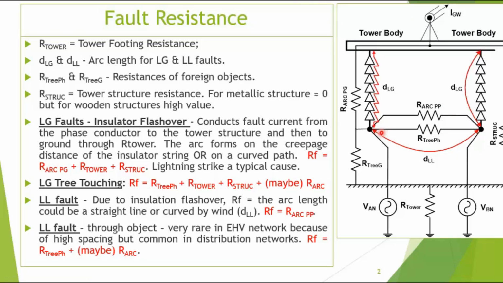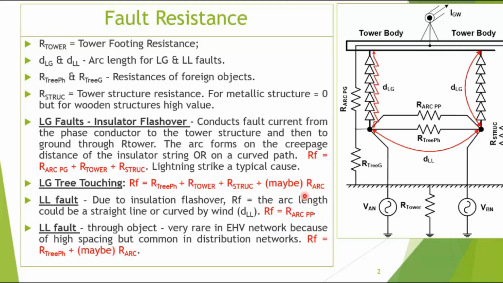And there might be a case, which is very rare in this world, when flying objects create a face-to-face fault. But there have been cases which happen. So suppose a tree branch during a storm or something like that, there are flying objects which create a face-to-face fault also. So that is denoted by this R3. So these are the cases for LL faults. For an LL fault, the primary resistance will be R arc PP, the arc resistance of face to face.